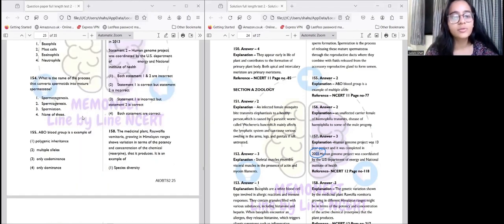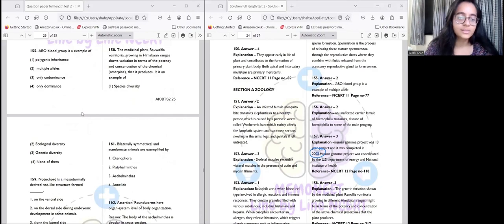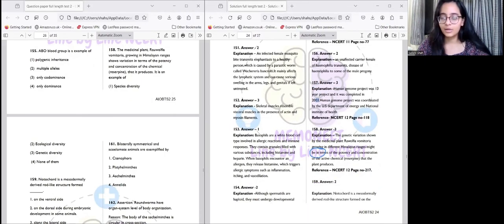A medicinal plant, Rauwolfia vomitaria, growing in Himalayan ranges, shows variation in terms of potency and concentration of the chemical, that is reserpine, that it produces. It is an example of what? Okay. So it's an example of genetic diversity. Now, what is genetic diversity? It's just shown by Rauwolfia vomitaria. And what will happen in that case? Let's see.